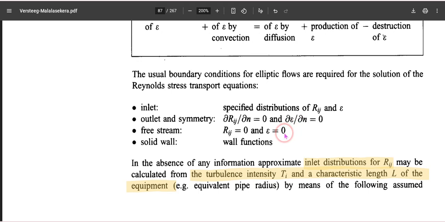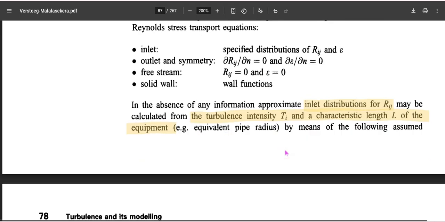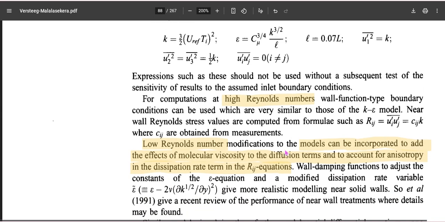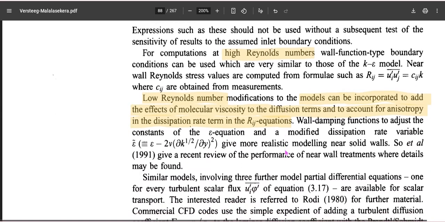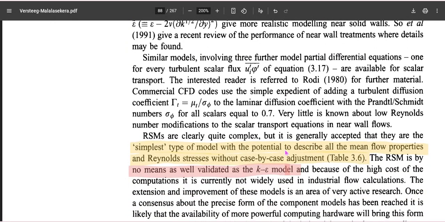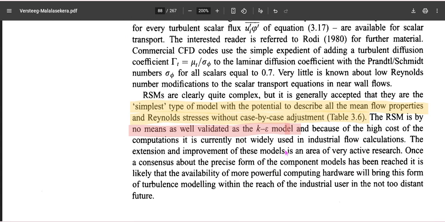The free stream value is 0, and the wall function is similar to the k-epsilon model. For high Reynolds numbers we use the universal wall law behavior to model the Reynolds stress terms. For low Reynolds numbers, viscous effects have to be taken into account, so we modify the Reynolds stress equation similar to the k-epsilon model, including the viscous effects in the diffusion terms.